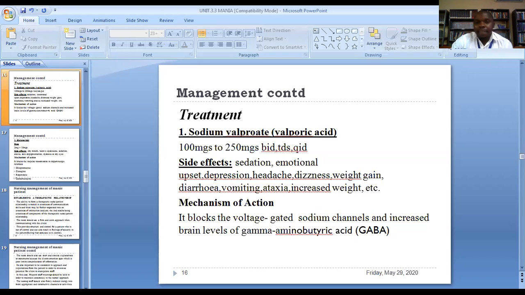It has the following side effects. Someone taking this drug can have sedation, emotional upsets, depression, headache, dizziness, weight gain, diarrhea, vomiting, ataxia. So there we have repeated weight gain in form of increased weight. What is the mechanism of action of this drug? It actually blocks the voltage-gated sodium channels and increases brain levels of gamma aminobutyric acid.